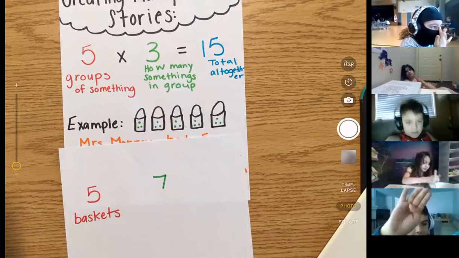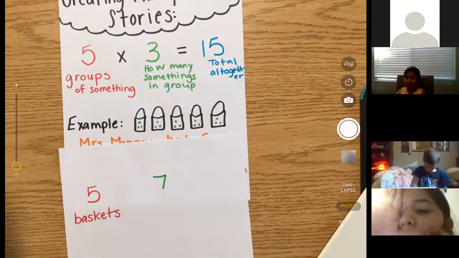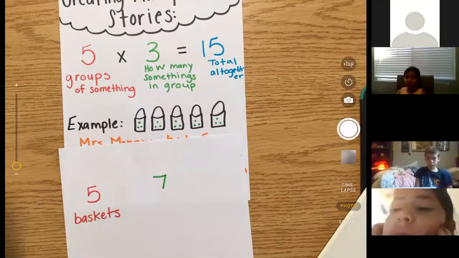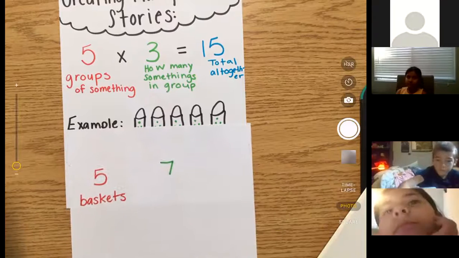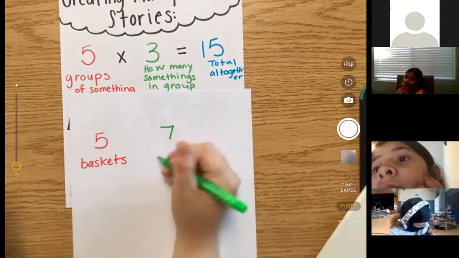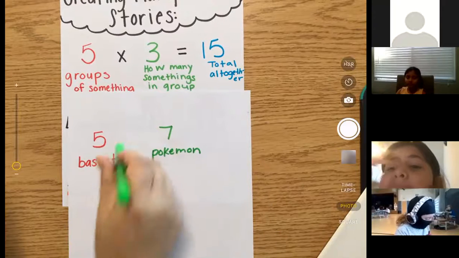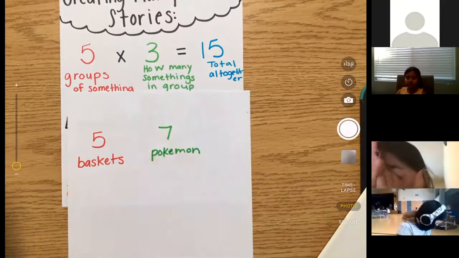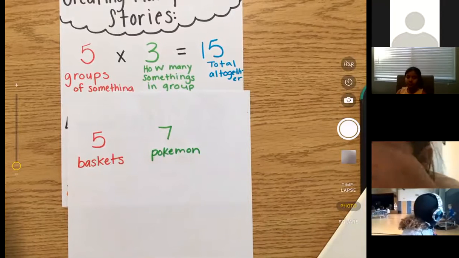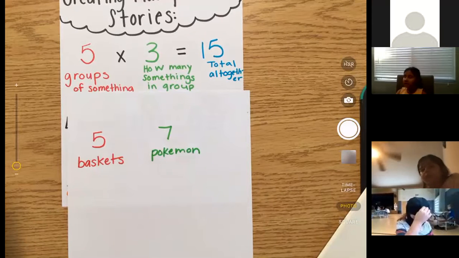And who's going to tell us 7 something that's going to be in a basket? Looking for my friend. Bentley, what somethings are we going to have in our basket? Pokemon. Okay. So we have our groups. We have our items in the group. Now we're going to create our story. You guys gave me the information, and now we're going to create a story.